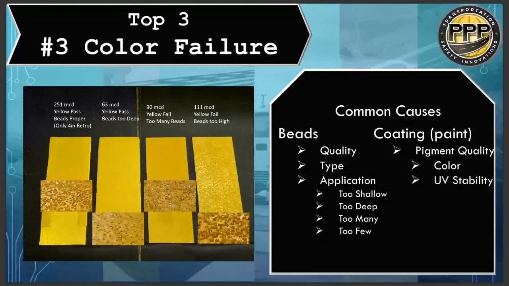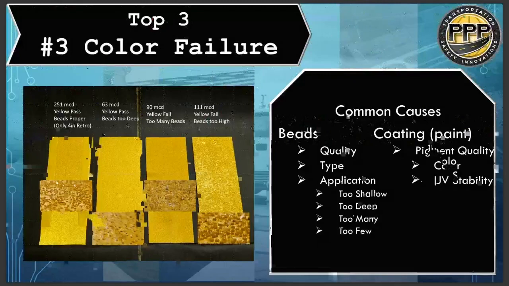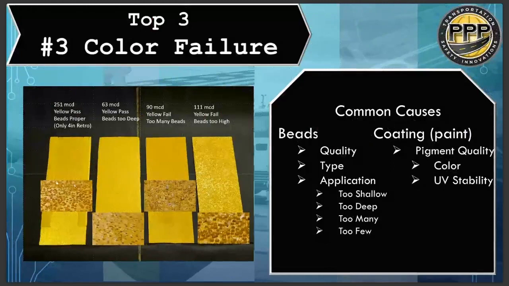So we're going on to what the common causes are with regards to color failure, and we kind of talked a little bit about that. I'll take over here on this one. I'll just tell you, it's beads and coatings. It's back to the same thing. If you notice, I pulled up the same chart, and you can see that beads too deep, the one on the second from the left. That yellow passed the one next to it, where there were too many beads, which I think Mike pointed out is a really big issue.